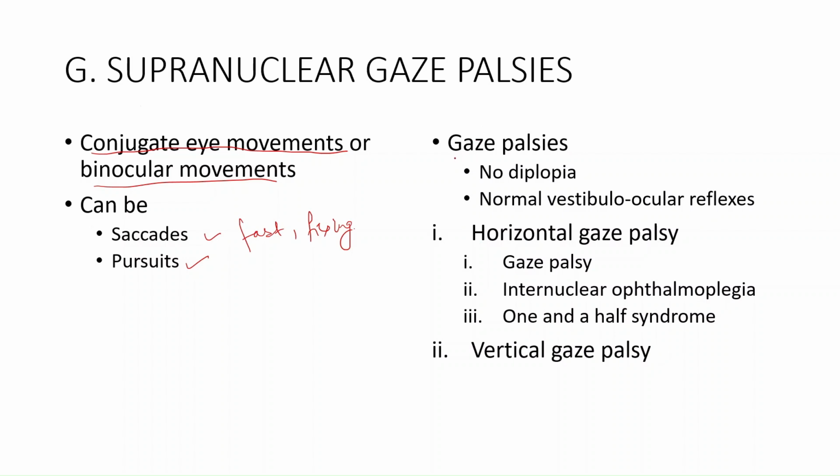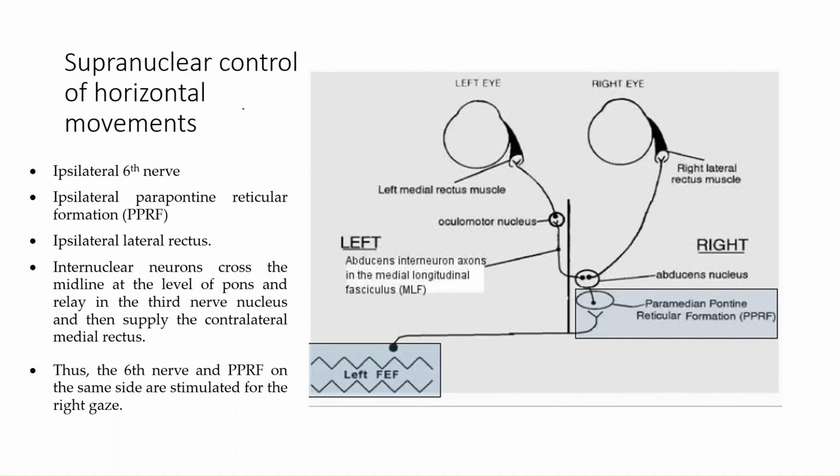So what are the types of gaze palsies? In gaze palsies, remember, there will not be any diplopia because both eyes are behaving like one unit, and there will be normal vestibulo-ocular reflexes. So the lesion is above the level of the nuclei. So these are known as supranuclear gaze palsies. It can be either horizontal or vertical. We are more concentrating on horizontal gaze palsies, which are of three types: gaze palsy, INO or internuclear ophthalmoplegia, and one and a half syndrome. So let's understand horizontal movements.